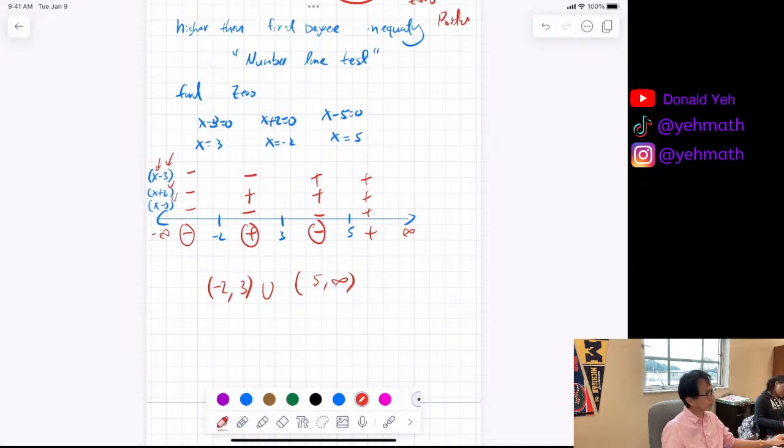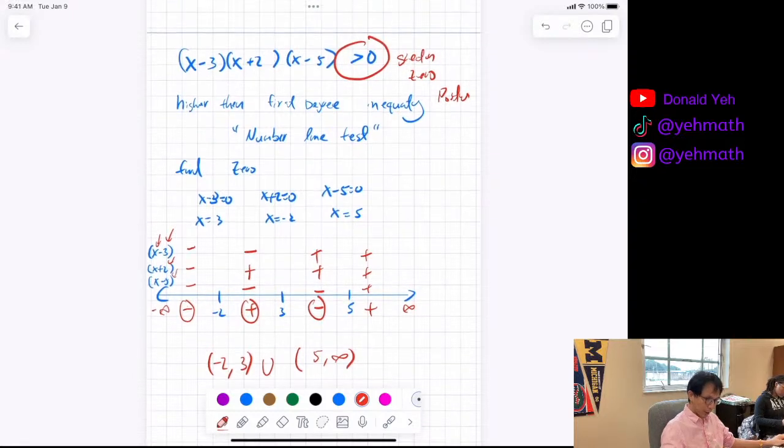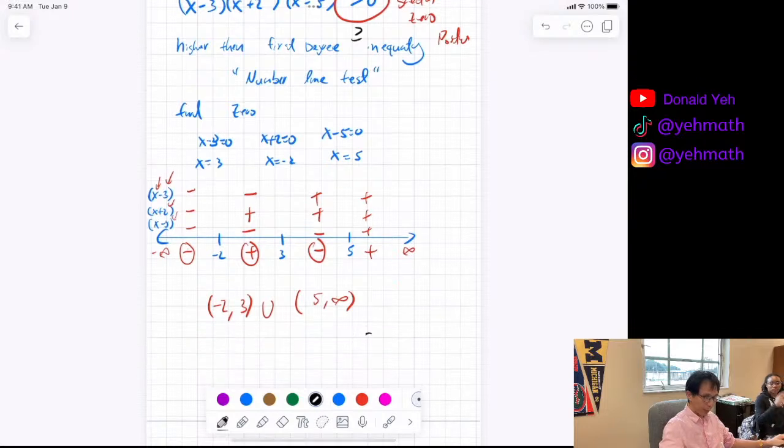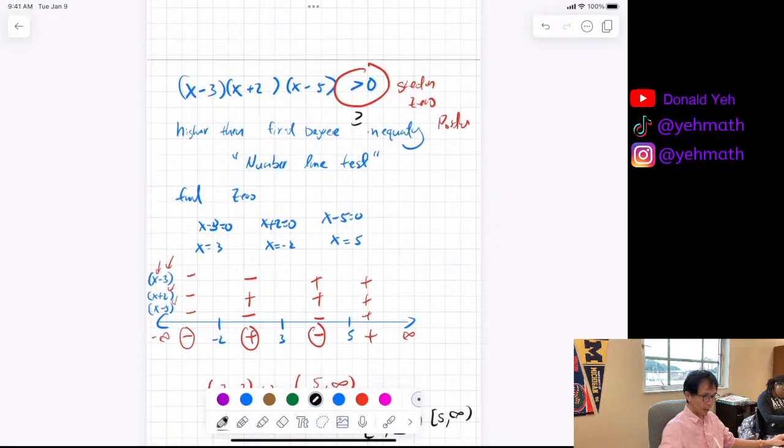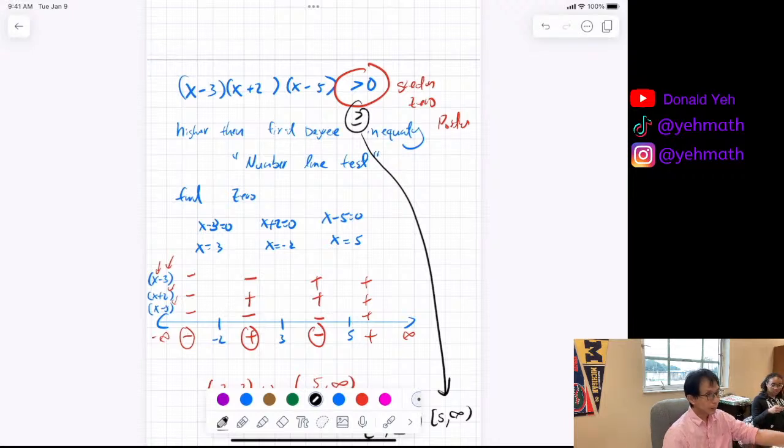Yes. Do you have to use brackets for certain stuff? Yes, that's a good question. If the question is greater than or equal to, then you want to use brackets: bracket -2 to 3, union bracket 5, but infinity is still a parenthesis. If it's greater than or equal to, that means you can equal the value. Does that make sense? Is that okay?